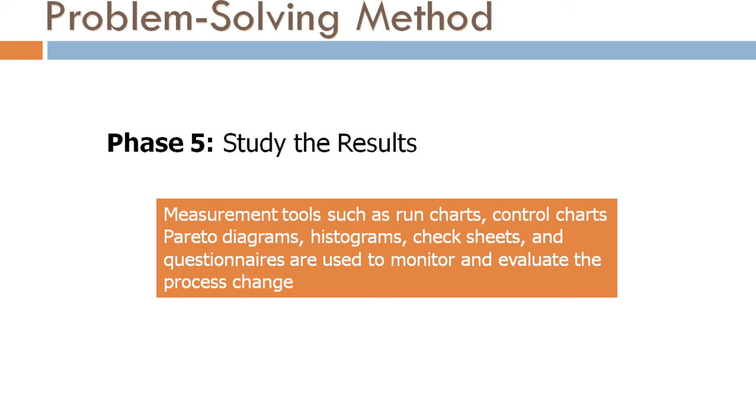Phase number 5, study the results. In this phase is where you are going to use another set of tools that could help you to monitor and evaluate the process changes. Okay, it's here where you have to make sure, well, has my objective been accomplished. Is where you're going to study those specific objectives, those specific criteria that you set in the beginning. You're going to measure them and make sure that you accomplish them.